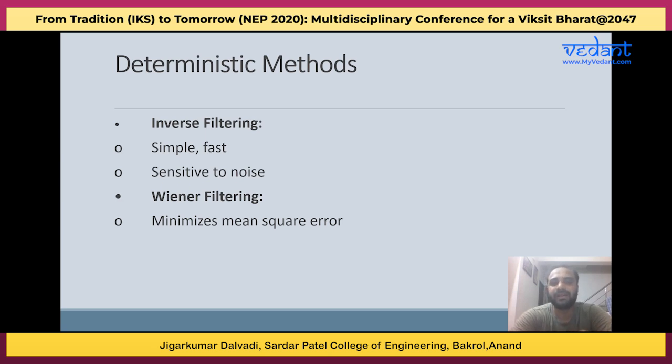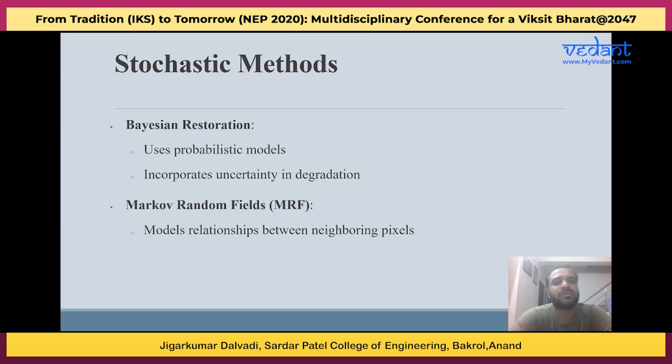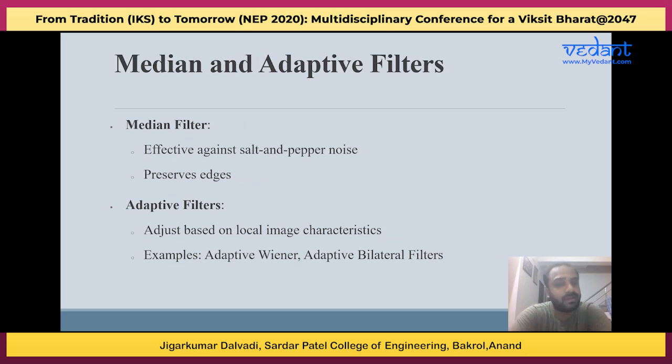Inverse filtering is simple and fast, but sensitive to noise. There are different kinds of noise, such as Gaussian noise. Next is Wiener filtering, which minimizes the MSE, the full form of which is mean square error. Now if we talk about stochastic methods, in stochastic methods there are Bayesian restorations and MRF, that is Markov random fields. Next are median and adaptive filters.